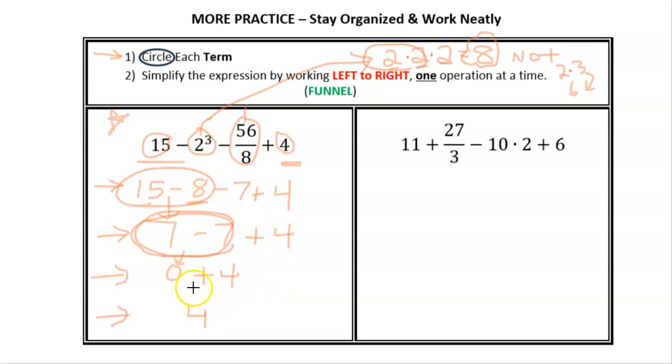So I need to see each of these rows. If your rows don't look exactly like my rows, you're not funneling, and you need to be doing that funneling process, working left to right. So fix it up so you know what's expected in your work, and I want you to try this next problem. So circle each term like the directions say.